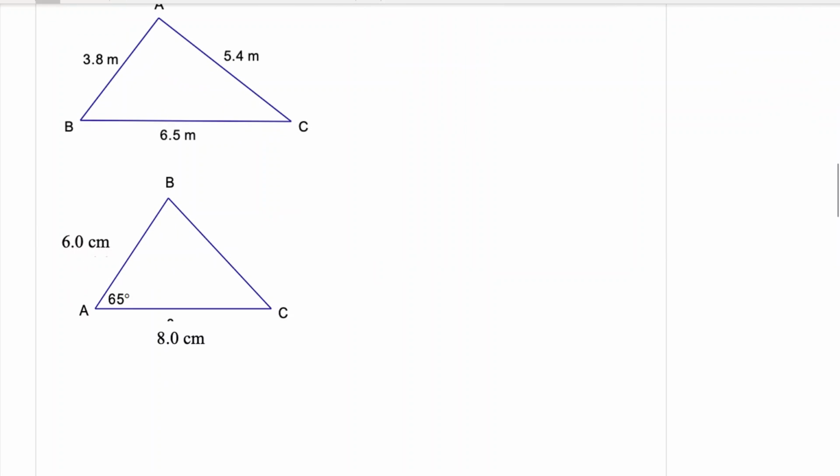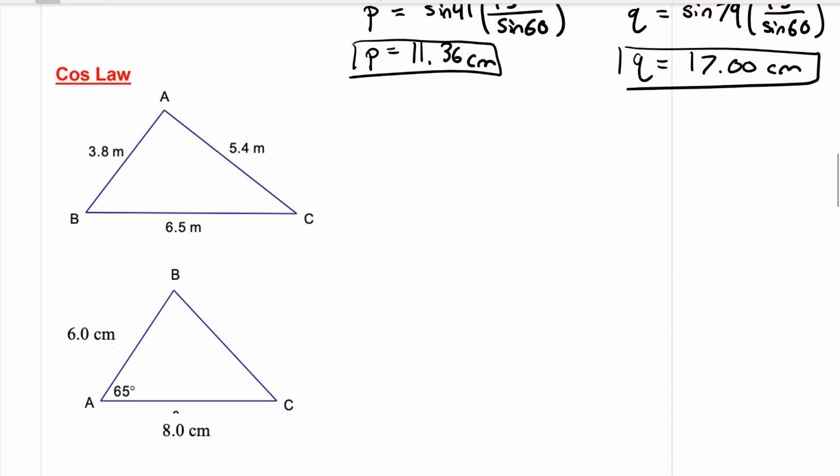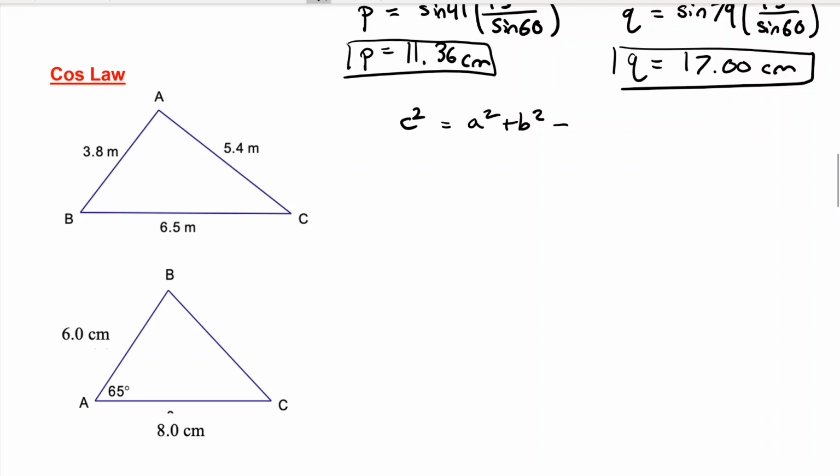Okay, so let's do cos law. Cos law is a little bit longer. It is written like so, that c squared, so an opposite side, is equal to a squared plus b squared. Hey, that looks a lot like Pythagorean theorem. And then afterwards we subtract 2ab cos of angle C. So this is very similar to Pythagorean theorem, only it works for every triangle, not just right angle triangles.